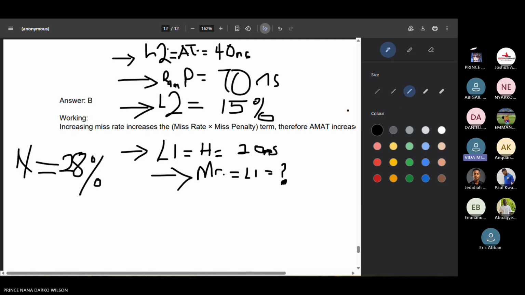So for the AMAT, what are we getting? Hey, I didn't give you the average memory access time. Sorry, I didn't give you that parameter. So let's give an average memory access time, okay?